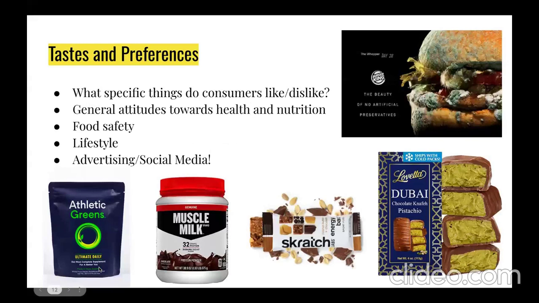So let's look at changes in tastes and preferences. What specific things do consumers like or dislike? That changes all the time, right? We know that there's different trends in the marketplaces that influence us to buy one thing over another. When I was a kid, Converse shoes were really coming back and they were super trendy. So all of the kids wanted Converse shoes, and the year before that, nobody even knew what Converse were.